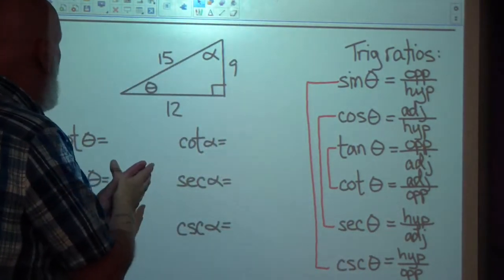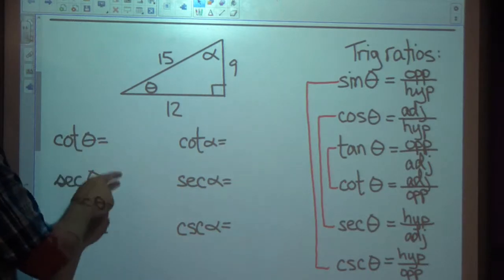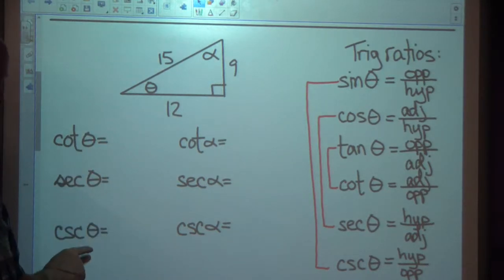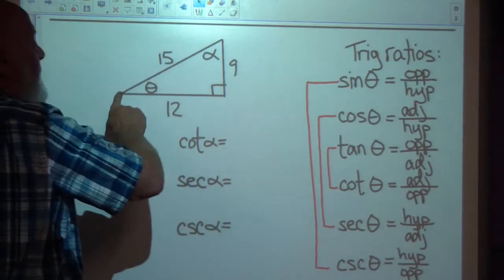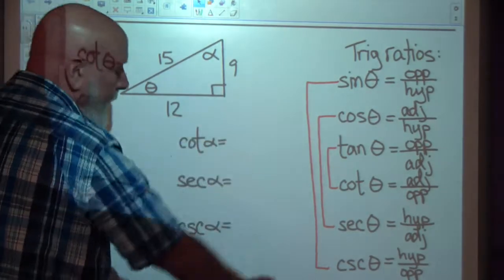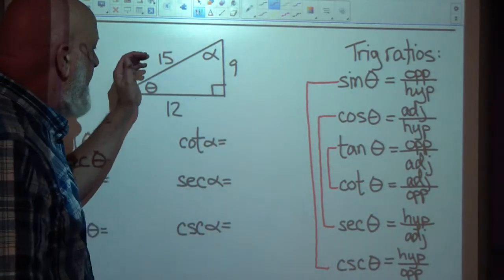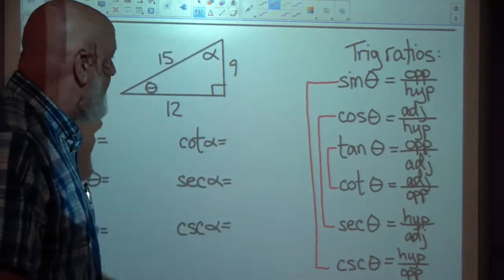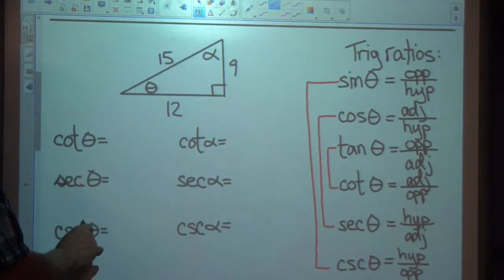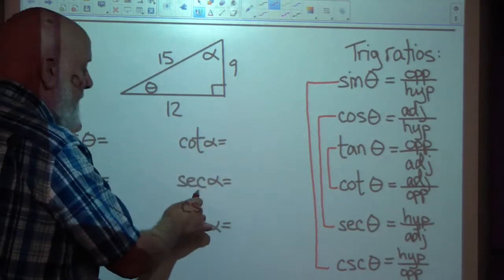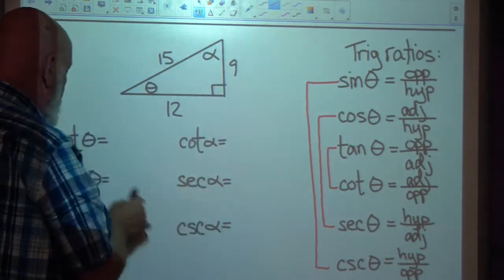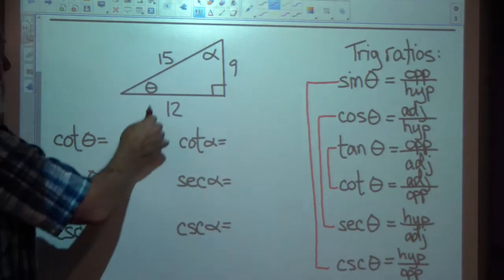So there we go. Let's see if we can do this. We're going to find the cotangent of theta, secant of theta, and cosecant of theta from the perspective of this triangle. And I hope I didn't misspeak when I said any of that. I was going kind of fast. I've got a map right here in front of me. We're going to find cotangent, secant, and cosecant of theta, and cotangent, secant, and cosecant of alpha. So let's start with theta because it comes first.